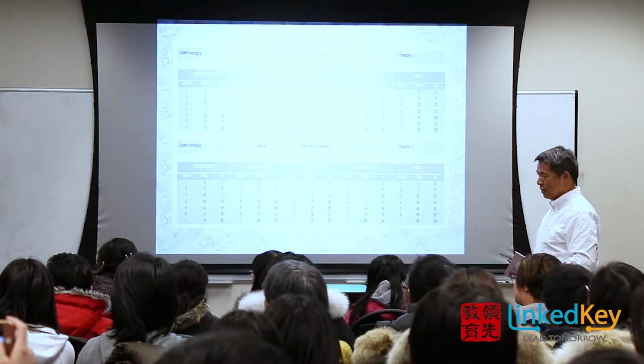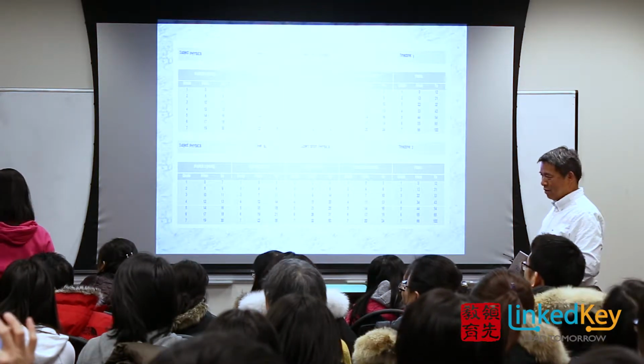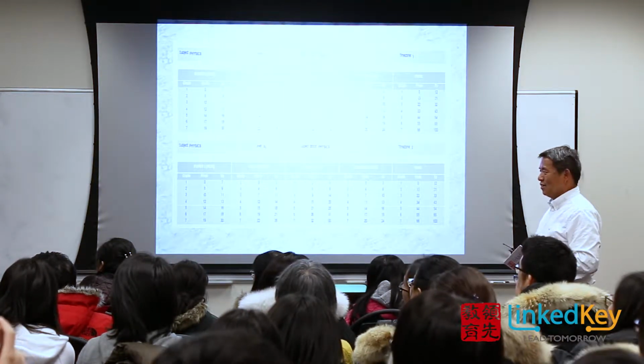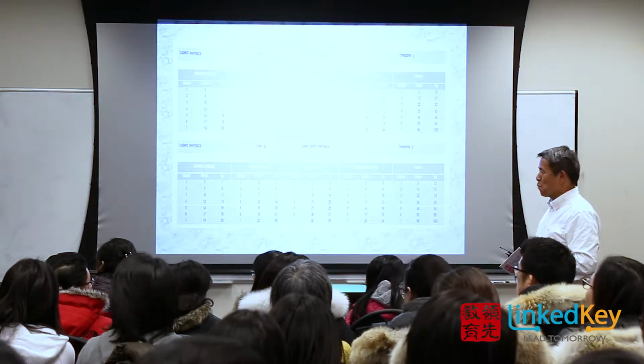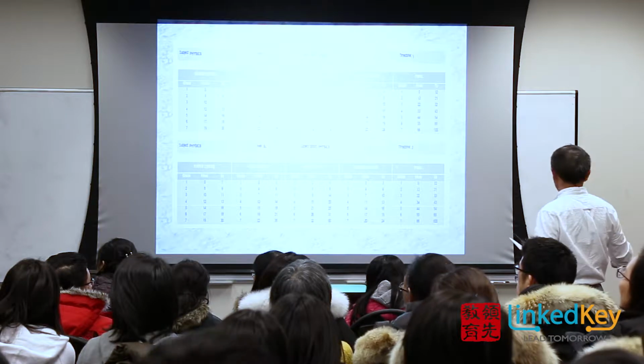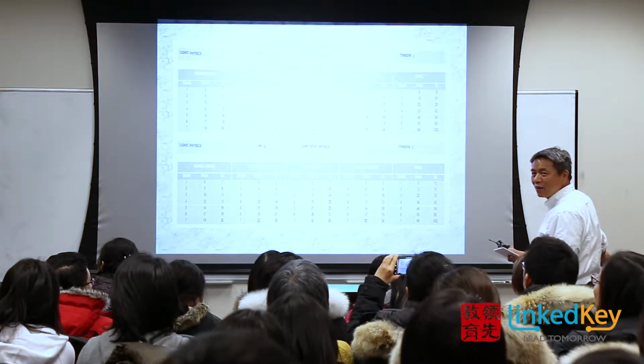For HL math, I think the boundary is 79. If you give us above 79, you earn level 7. SL is different. I think SL is above 75. Okay, go ahead.